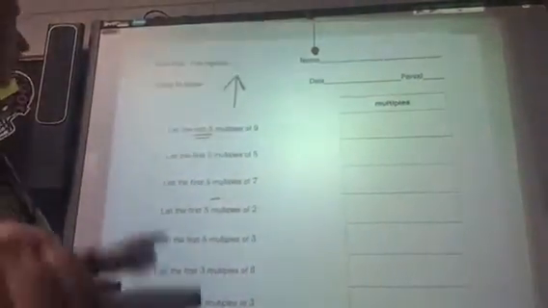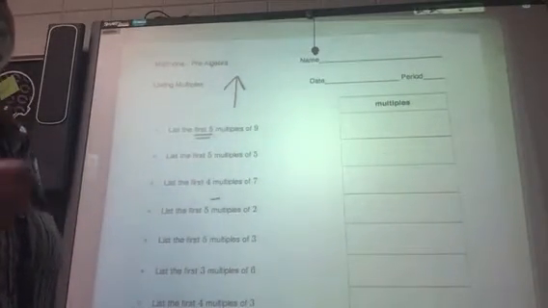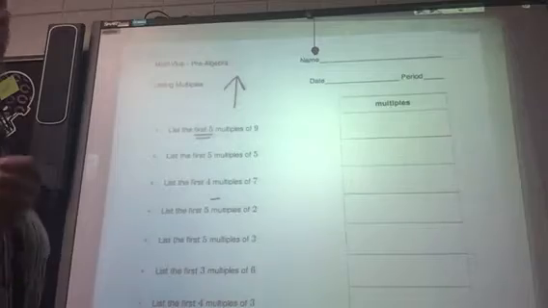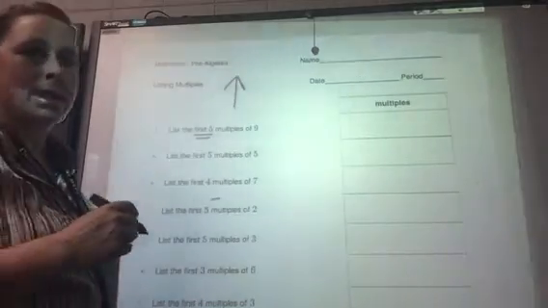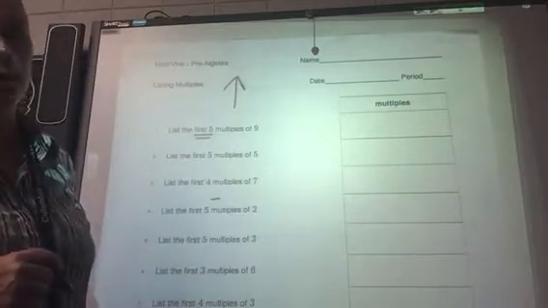Multiples go up. Always remember they go up, make that little arrow so you remember. Multiples always go up. It's like skip counting, like what you did in second grade when you counted by twos. 2, 4, 6, 8, things like that. Okay? It says list the first 5 multiples of 9.